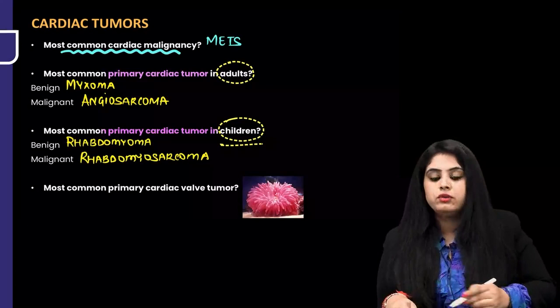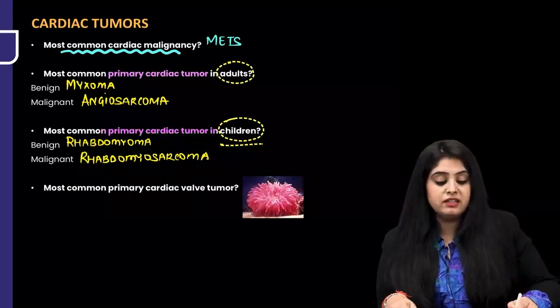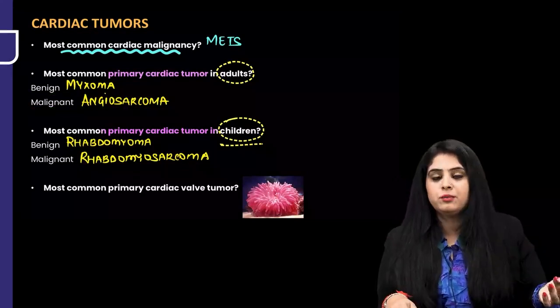So look, I told you, children's heart is sorted. Rhabdomyoma, rhabdomyosarcoma, done. The adult heart is complicated. Benign tumor is myxoma, malignant tumor is angiosarcoma.